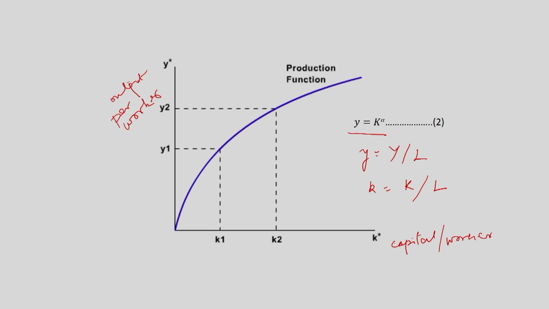However, there are diminishing returns to capital per worker, because each additional unit of capital we give to a single worker increases the output of that worker by less and less. So the production function exhibits diminishing returns to capital per worker. So this is the first equation, the production function equation of the Solow growth model.